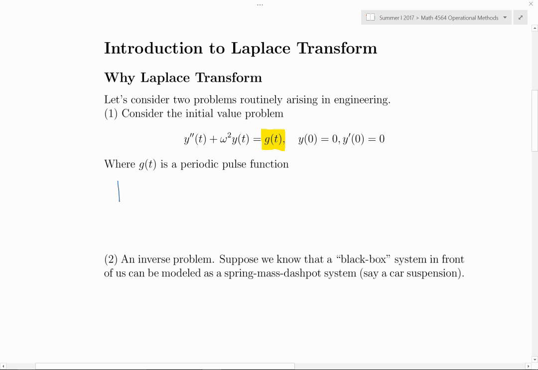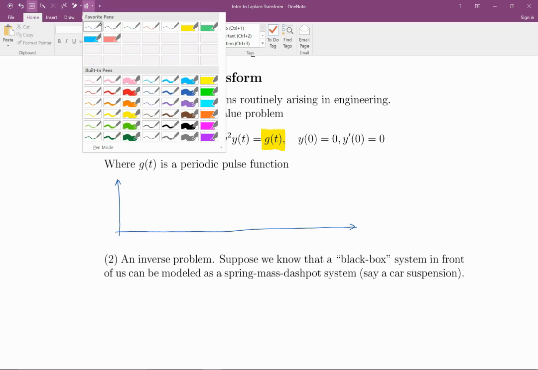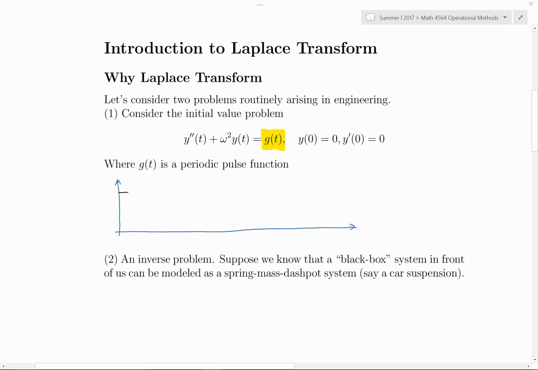However, what if g of t has a peculiar form? What if it's not a trigonometric function or exponential function? What if it is a pulse function that goes to 1, then to 0, then to 1, then to 0, and it's just a periodic function which jumps up and down? You can imagine a problem like that may arise in the analysis of digital circuits. Trying to use the variation of parameters formula with this function may prove difficult. And this is where Laplace transform actually helps a lot in simplifying the problem and making it a lot easier to analyze.